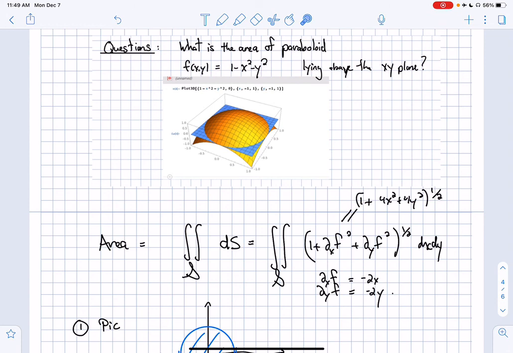So that's surface integral. We'll practice that a little bit in class. That's to review double integrals at the same time, okay?